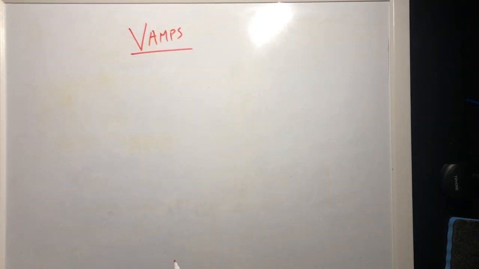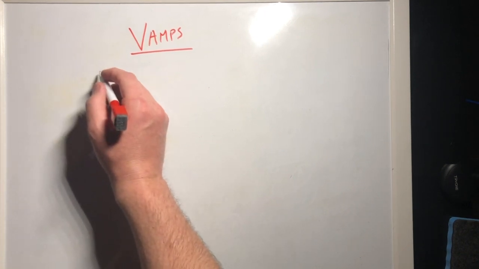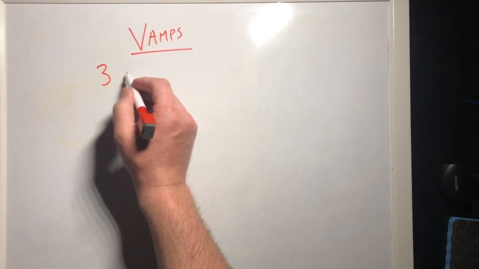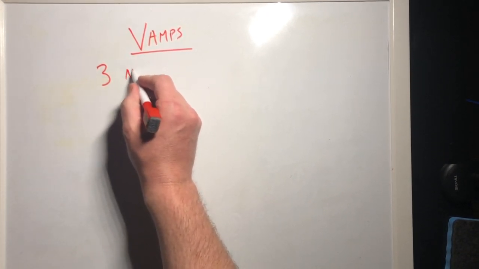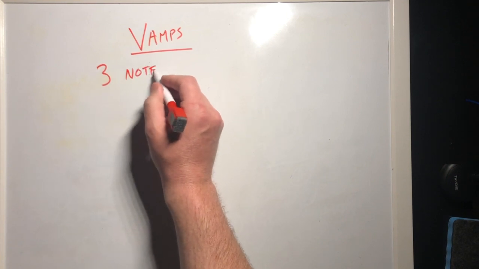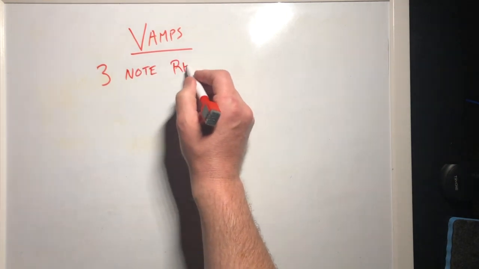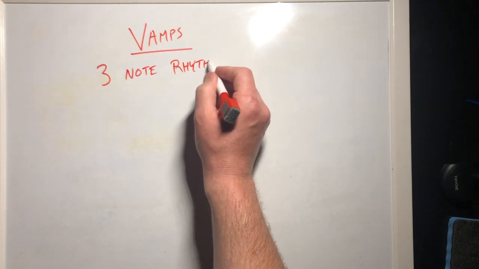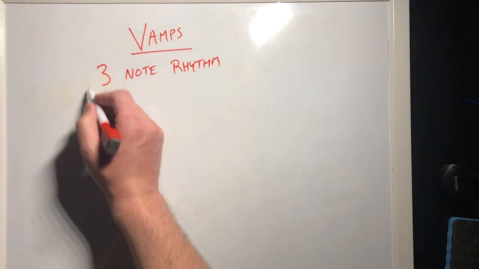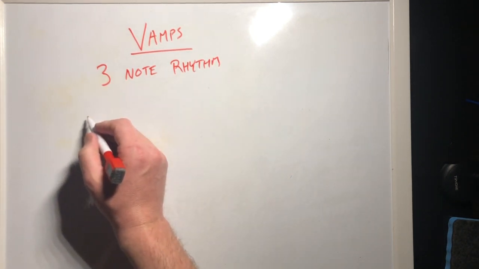For our purposes, I think it's going to be easiest if we write a vamp that just uses a three-note rhythm. In this case, I think it's a very safe, formulaic approach. But of course, as you begin to be more creative, I encourage you to branch out and use different ideas.